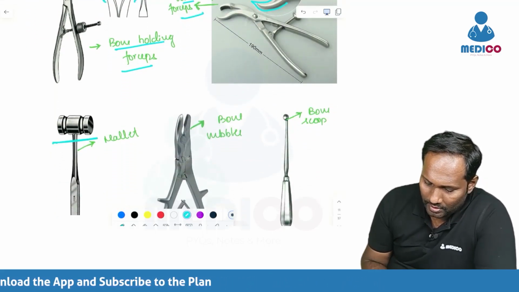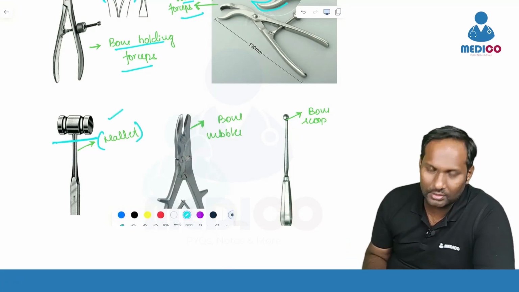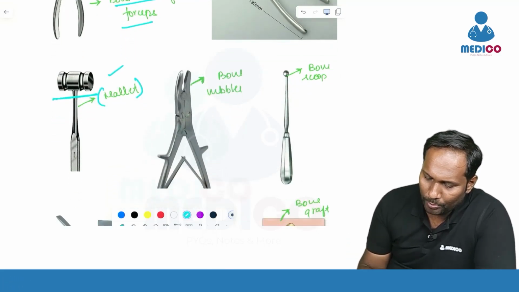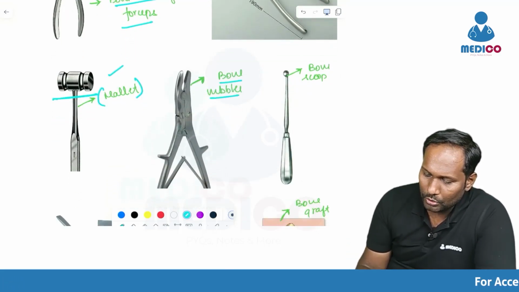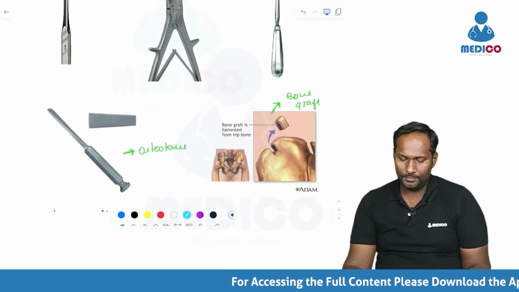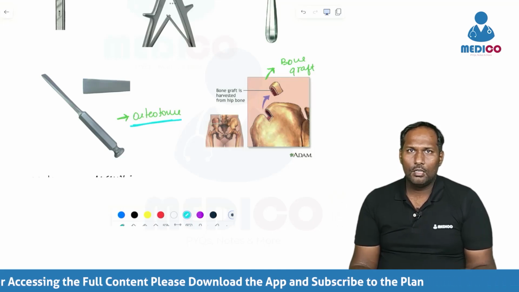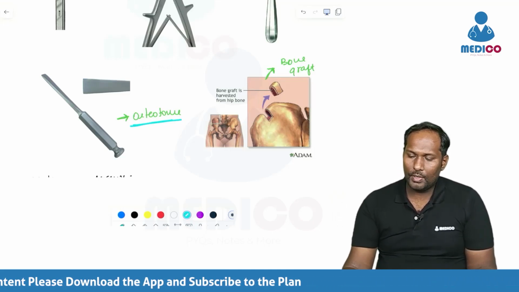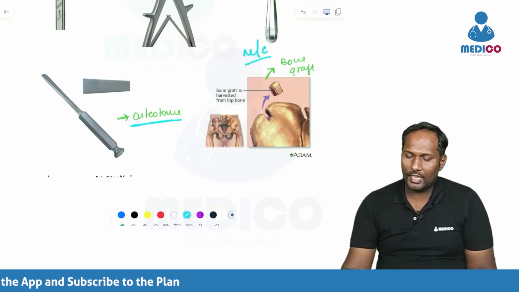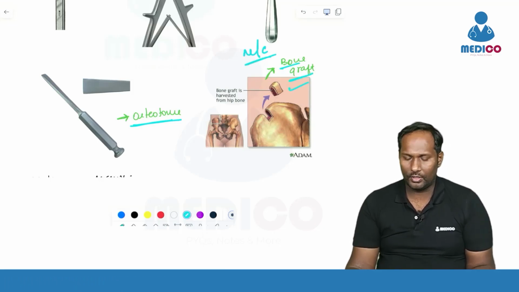And we can never undermine the importance of the mallet. You don't call it a hammer, in ortho you call it a mallet. To nibble off bone pieces you have the bone nibbler. To scoop out the dust material during debridement you have the bone scoop. And this is the osteotome, to take the bone graft. The most common area where bone grafts are taken is the iliac crest. That is the most common area of bone graft harvest.